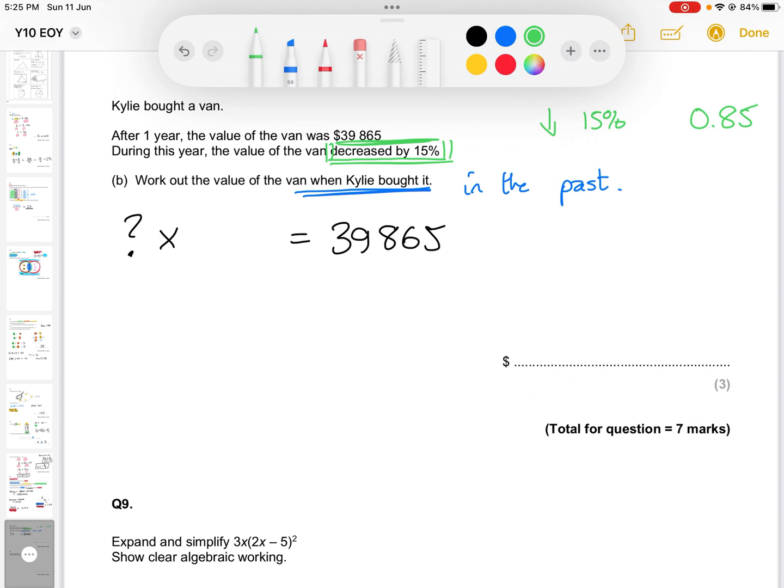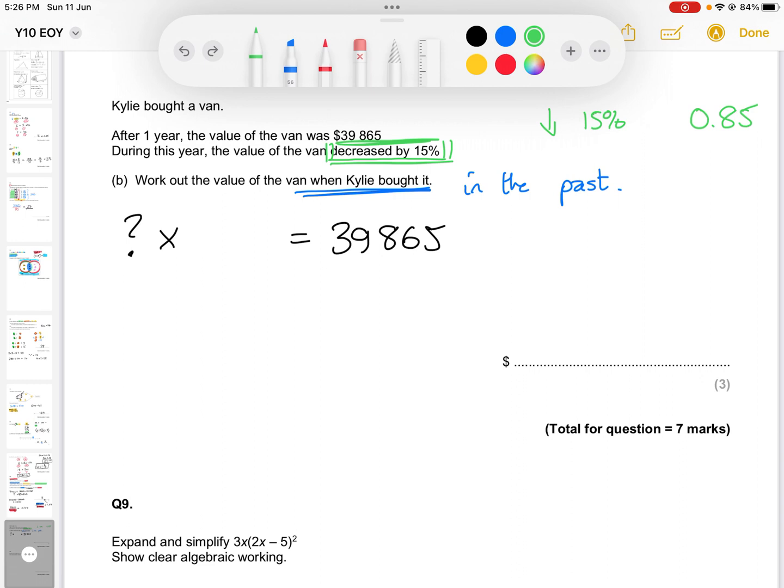Now, why is this important? Because a common mistake that people make is they suddenly decide that I'm going to times by 1.15 in order to add this 15% that was decreased. Problem is, you don't know what the 15% of the original amount was. You can't find 15% of this and add it on. It doesn't work that way. You've got to undo the 15% that was reduced.